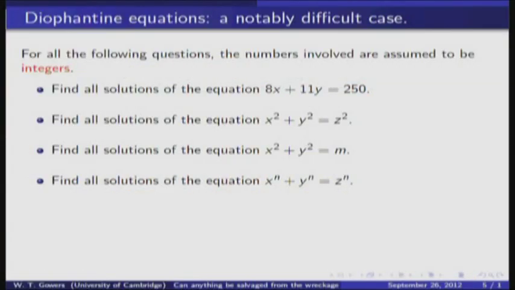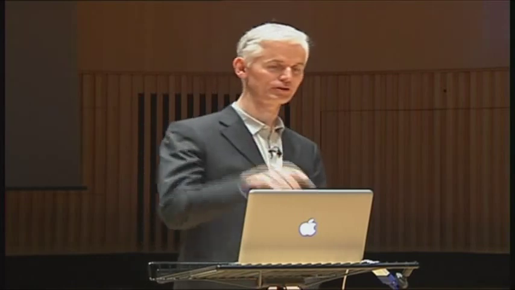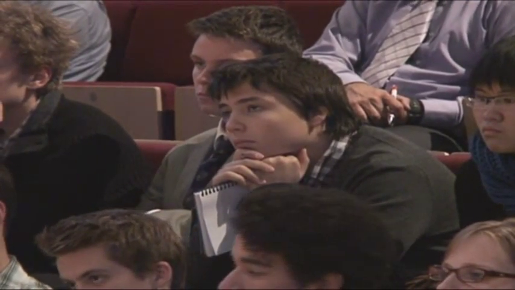x to the n plus y to the n equals z to the n. We also know what all the solutions to that are. The answer is, if n is 1, then it's easy to do. If n is 2, then we've already discussed it. And if n is at least 3, then there are no solutions apart from the boring ones where one of x and y is 0. But the fact that there are no solutions when n is 3 or above is a very, very famous theorem called Fermat's last theorem, even though it was proved by Andrew Wiles.